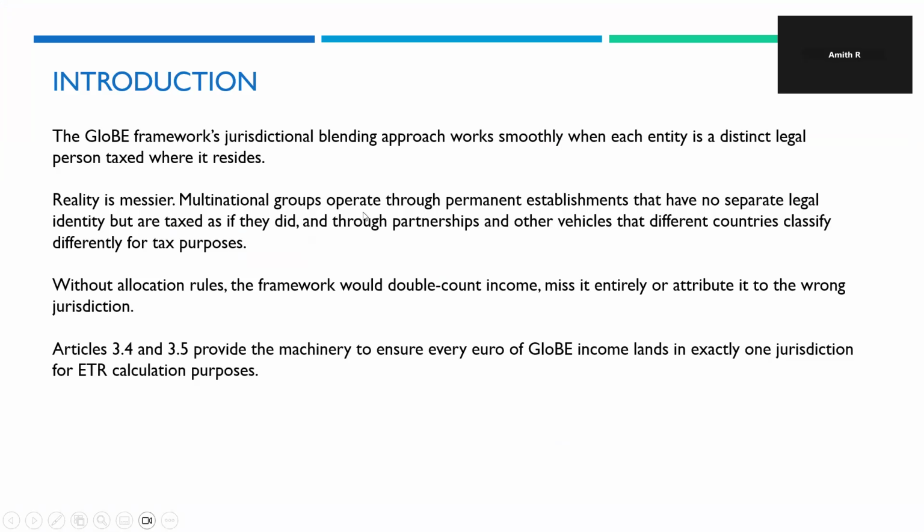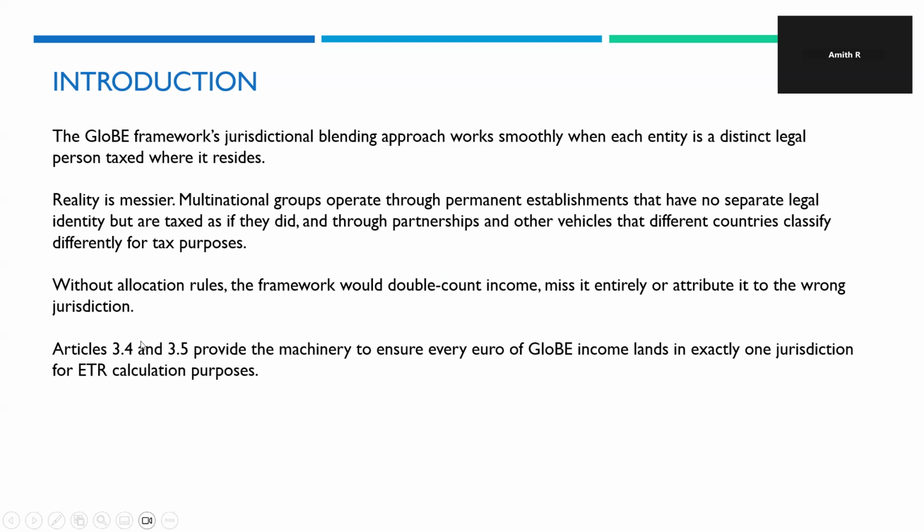Reality is messier. Multinational groups operate through PEs that have no separate legal identity but are taxed as if they did, and through partnerships and other vehicles that different countries classify differently for tax purposes. So whenever there is a PE, things become a little messier. We can't separately find out what the 15% is because there is double counting happening between both. Without these allocation rules, which you are going to learn, the framework would double count income, miss it entirely, or attribute it to the wrong jurisdiction.